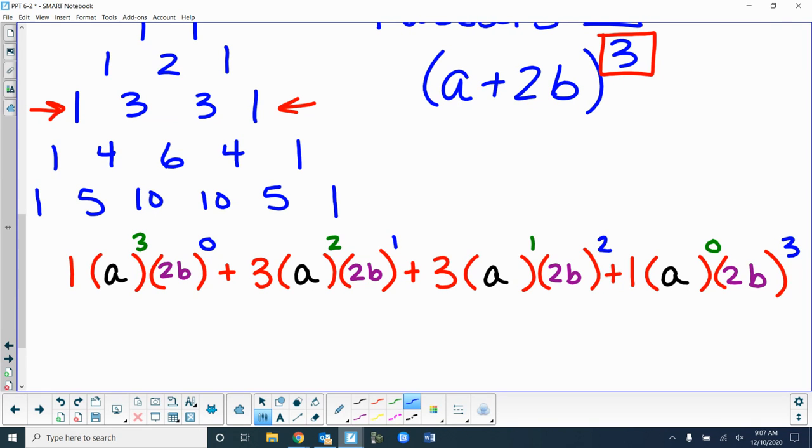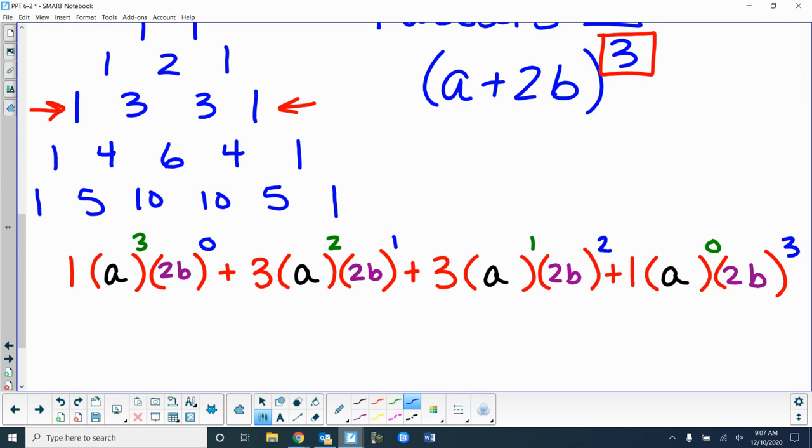Do it that way every time. So again, the 1, 3, 3, 1 came from where? Pascal's triangle numbers, right? And why did I use the 1, 3, 3, 1? Because my original problem had an exponent of 3. Okay? Once you write however many numbers you need, this one we only needed 4.